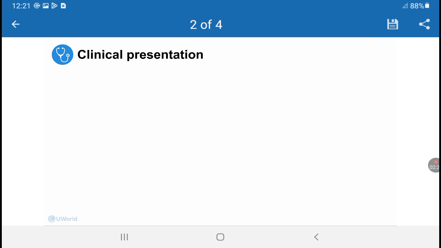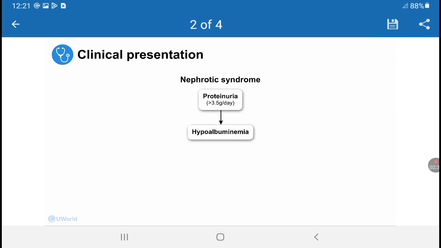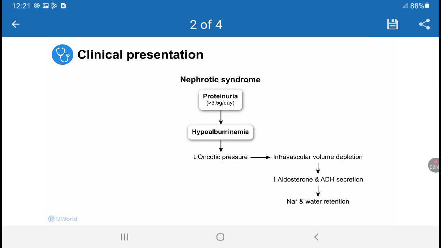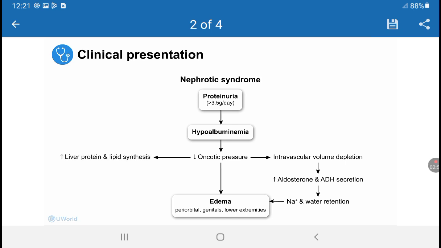Patients with minimal change disease present with the hallmark features of nephrotic syndrome, including massive proteinuria, which causes frothy urine, and hypoalbuminemia, due to the loss of albumin in the urine. Hypoalbuminemia causes a drop in intravascular oncotic pressure, as well as salt and water retention, which results in edema. It typically first develops around the eyes, followed by the genitals and lower extremities. Finally, in an attempt to restore the oncotic pressure, the liver increases synthesis of both albumin and lipoproteins, which can cause hyperlipidemia.